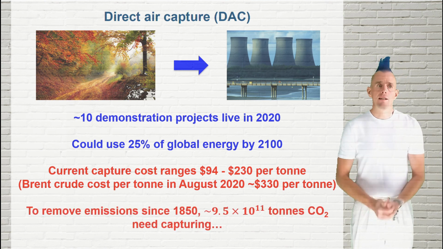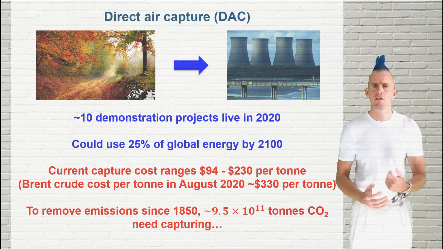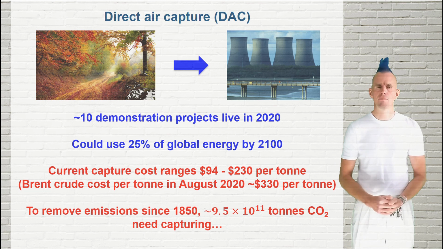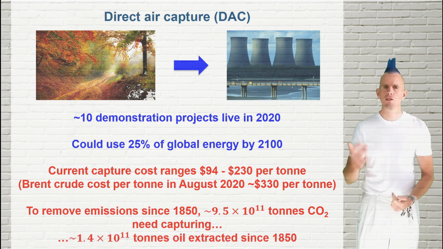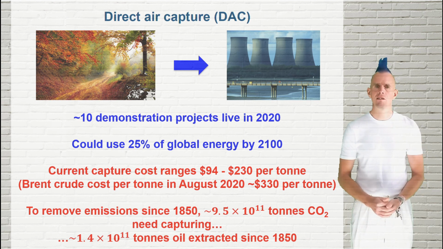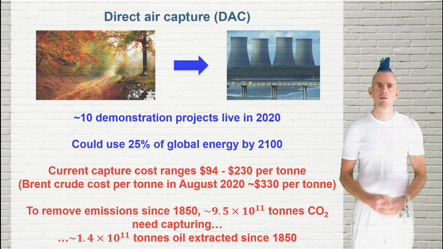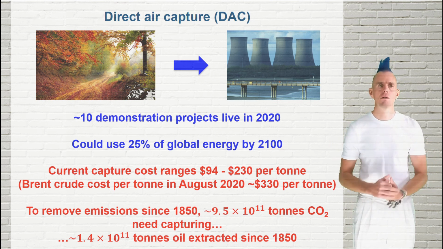Also, we need to think of scale. To remove carbon emissions since 1850, we need to remove roughly 10 to the 12 tonnes of carbon dioxide out of the atmosphere. This is a vast figure, because if we consider since the same period, only 10 to the 11 tonnes of oil have been extracted since 1850. And so this needs to be done on a massive and global scale for it to have any impact whatsoever.